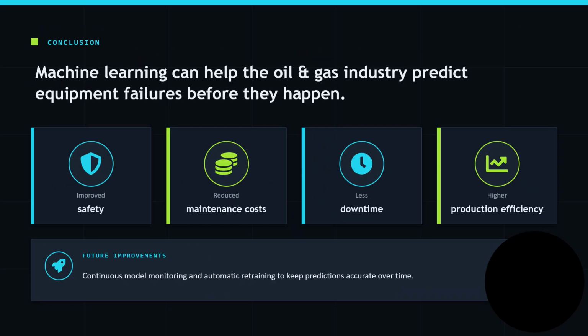And finally, in slide 7, you can see in conclusion, machine learning can improve safety, reduce maintenance cost, minimize downtime, and increase operational efficiency in the oil and gas industry.